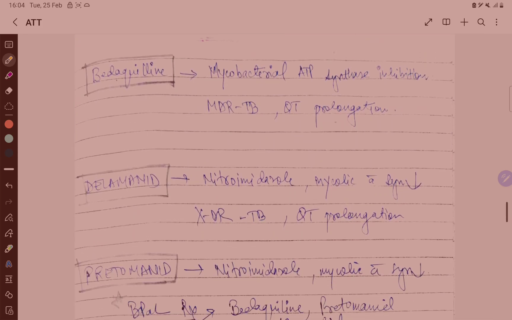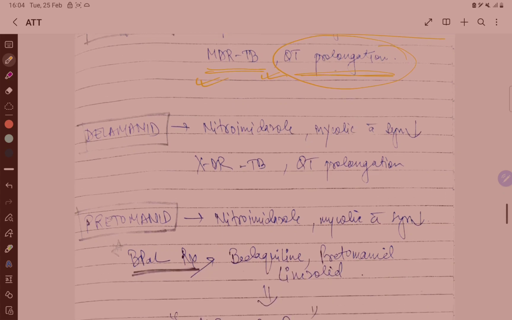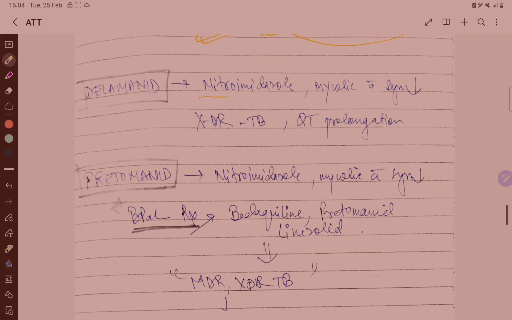Now bedaquiline, a Mycobacterium ATP synthase inhibitor. It is actually the drug of choice for MDR TB, but causes QT prolongation. There are 2 other drugs, nitroimidazoles, which decrease mycolic acid synthesis. Delamanid is used in extremely resistant TB, XDR TB, and also causes QT prolongation. Again, pretomanid is a nitroimidazole that decreases mycolic acid synthesis.